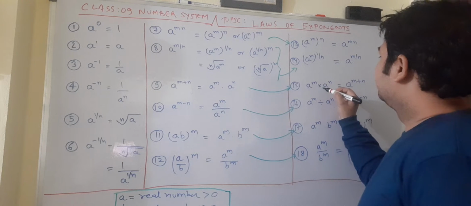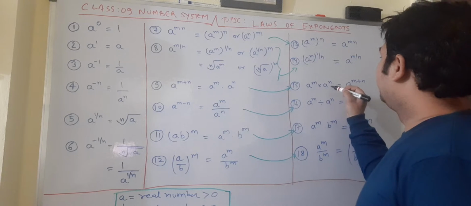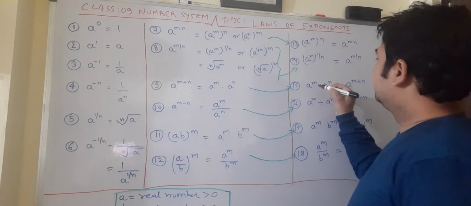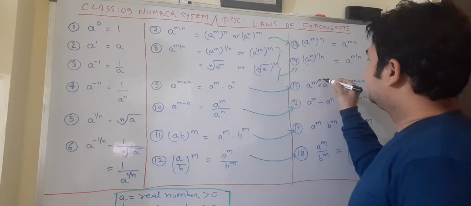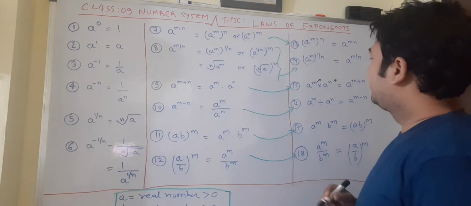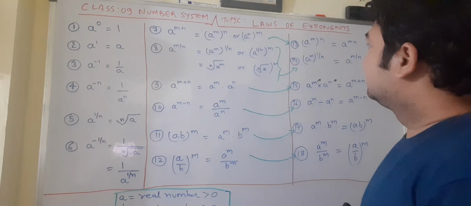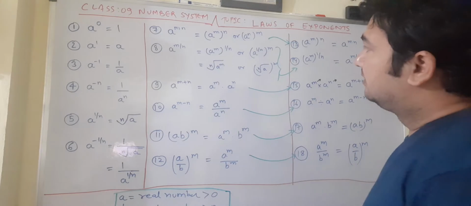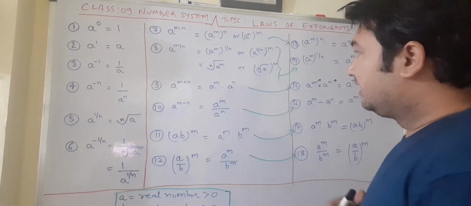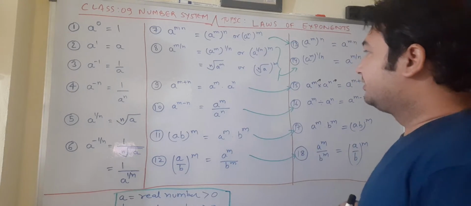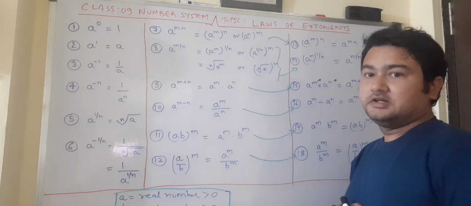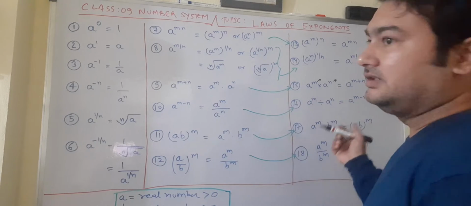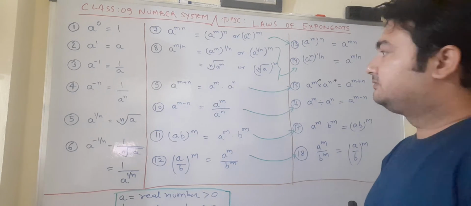a to the power m into a to the power n equals a to the power m plus n. Here m is an exponent, n is an exponent. In all these laws of exponents, one thing is common. a is a real number greater than 0, that is, a is a positive real number. b is also a positive real number, and m and n are rational numbers.